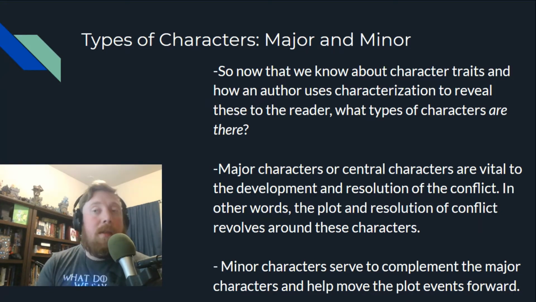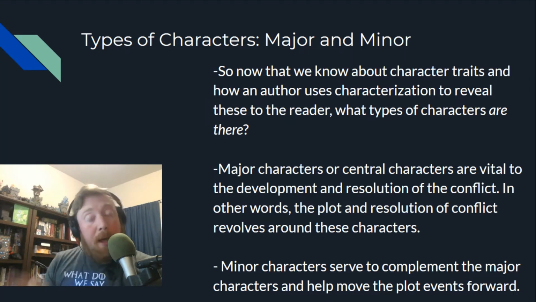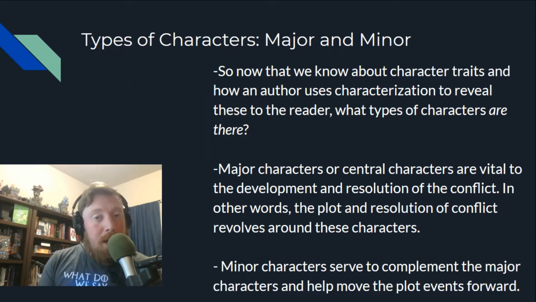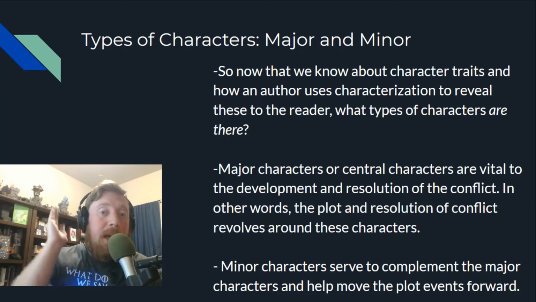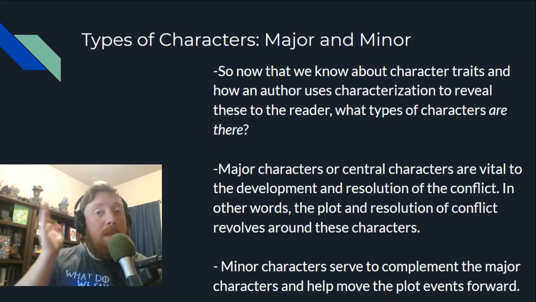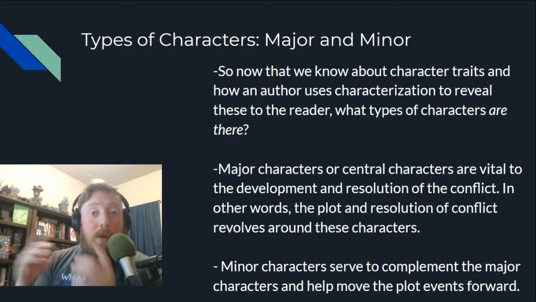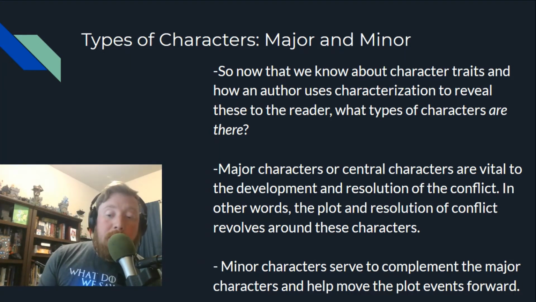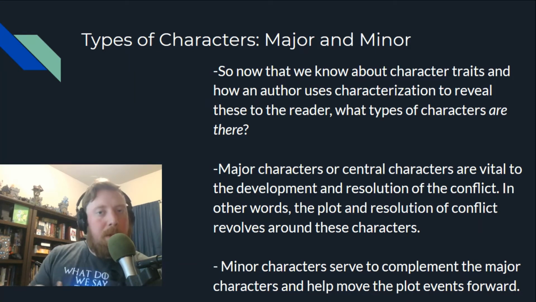Now, that's not to say that there aren't sometimes minor conflicts, right? But those minor conflicts don't necessarily mean that that is the main conflict, right? The main conflict is the one that is resolved at the end of the story. It's the one that brings us to the climax, and it's the one that the protagonist, the major characters, center around. Minor characters serve to complement the major characters, and they do help move the plots forward.